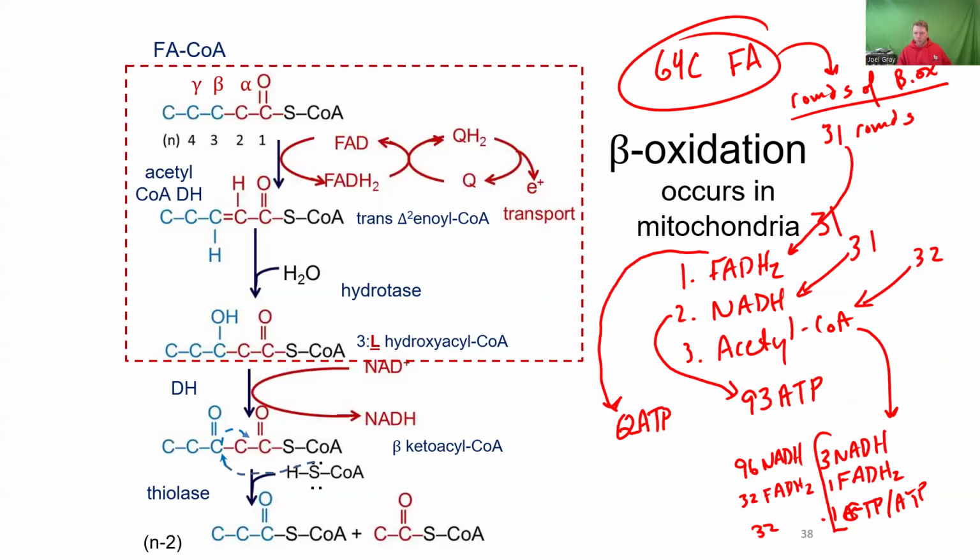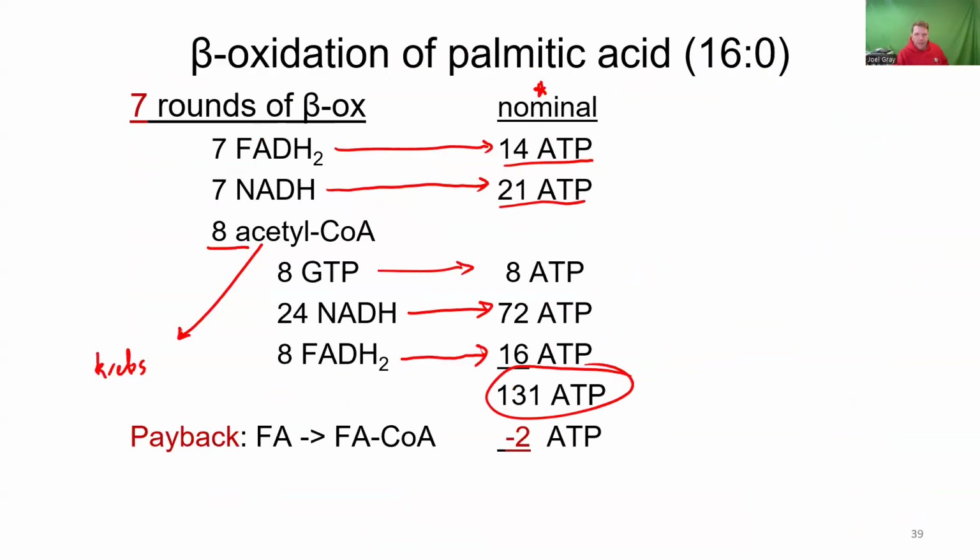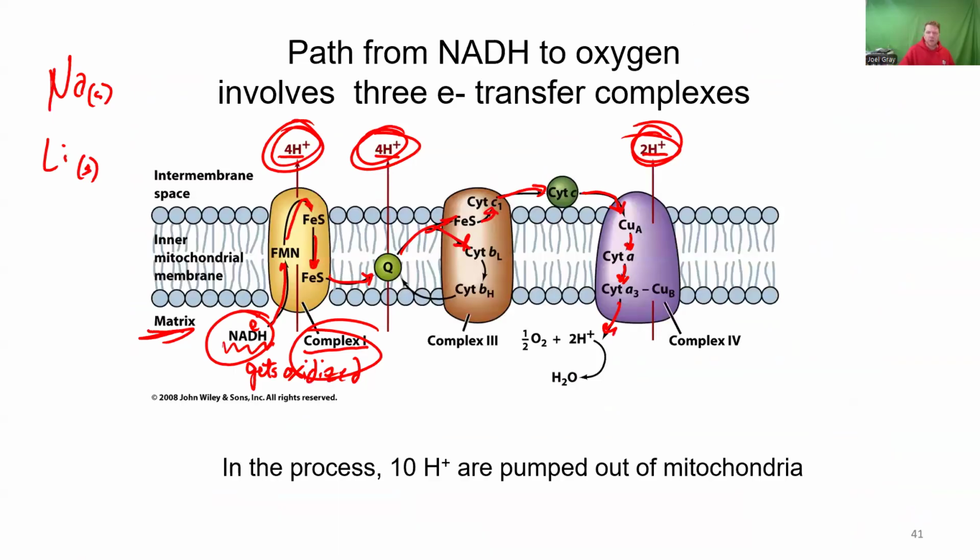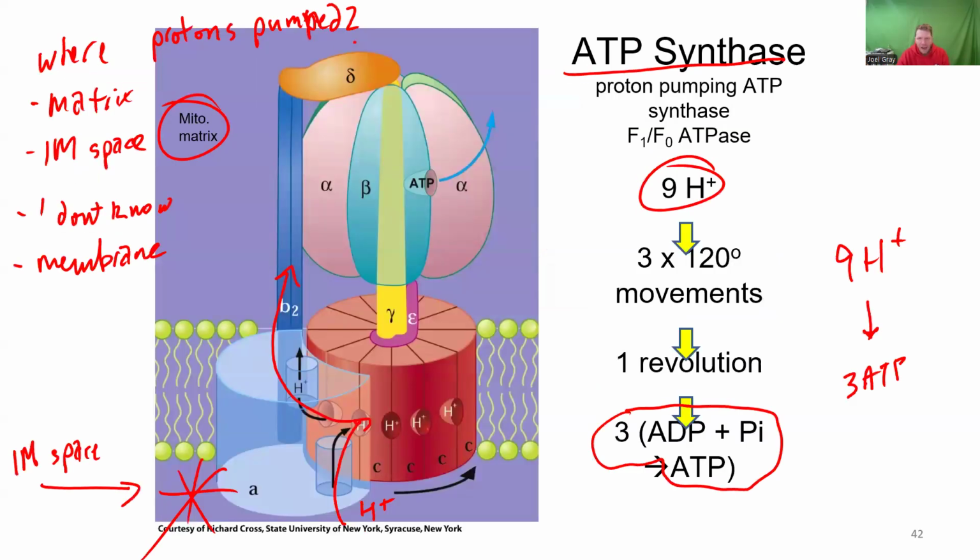Now, these molecules, this NADH and FADH2, that's a lot, but what matters is these oxidation reduction reactions. Each NADH is going to release electrons, and the release of those electrons is going to drive the movement of protons from the matrix into the inner membrane space. For every 9 protons that you move, you're going to be able to generate 3 ATP.